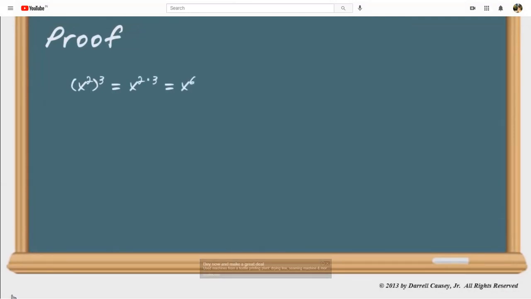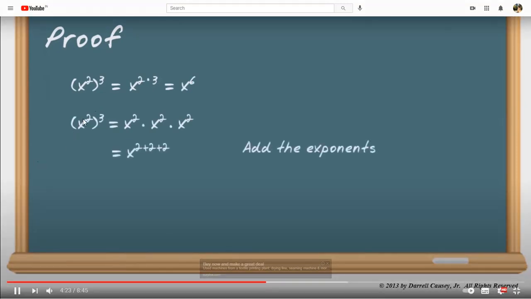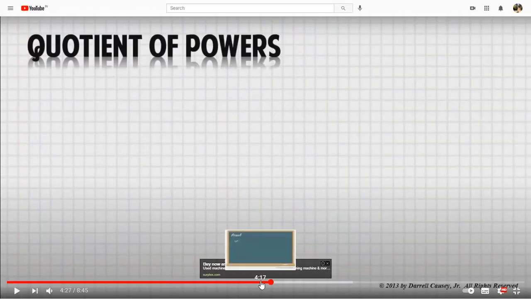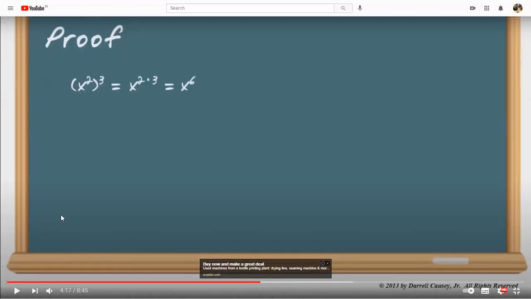Let us have a look. You see here, x to the power 2, you multiply it 3 times. x to the power 2 to the power 3 is equal to x to the power 2 into 3, that is x to the power 6. How is it possible? Let us see.